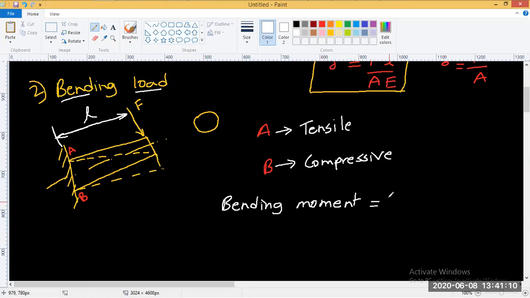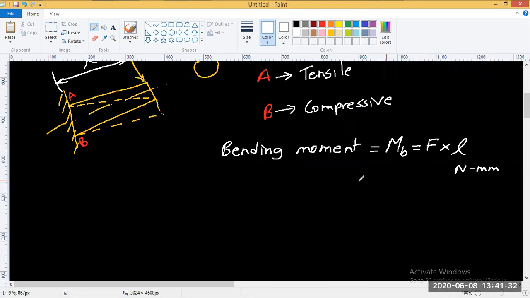So bending moment is denoted by MB, and it is equal to the force F times the length here. What is the length at which it's being applied? F into L. So it is given in Newton mm. Okay, that's the unit, Newton mm. This is the bending moment.